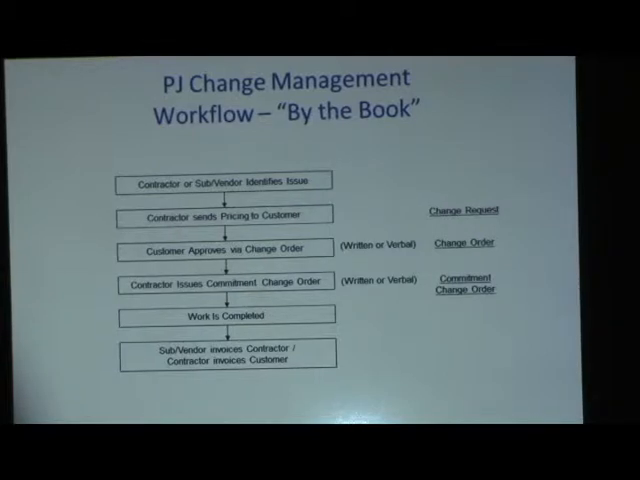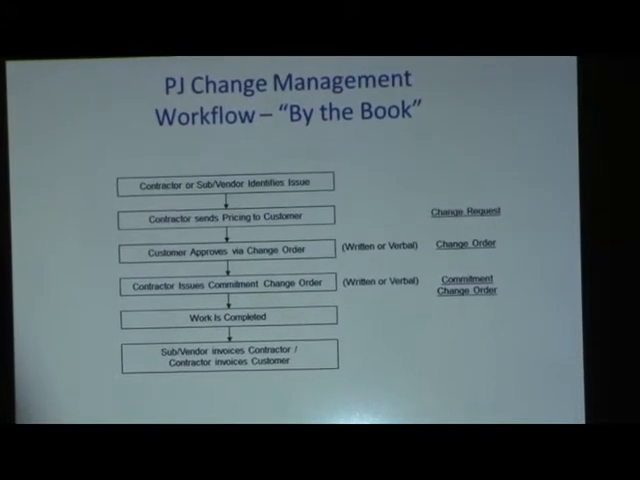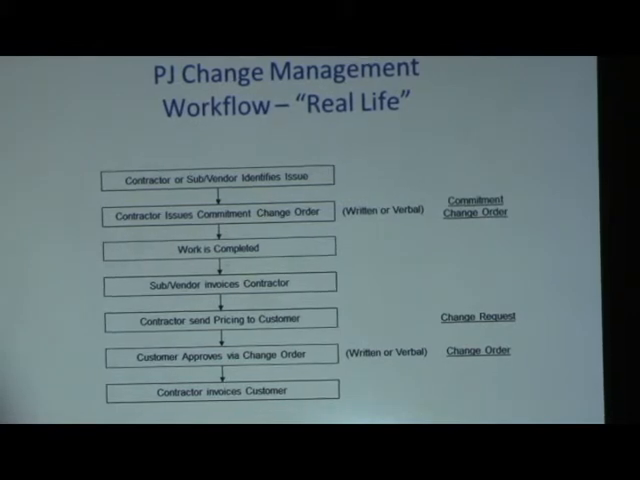So the reason there's the 3 different screens is because of the different workflows. The way things are supposed to work is you find a problem or an issue or additional scope, figure out what it's going to cost, send the change order request, wait for the owner to approve it. After you get the approval, then you issue change orders to your subs and suppliers, go do the work, and then everybody invoices everybody.